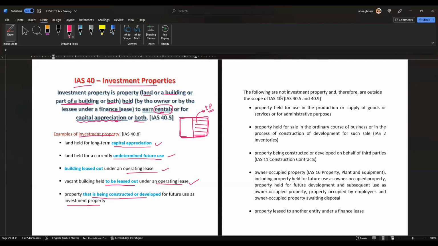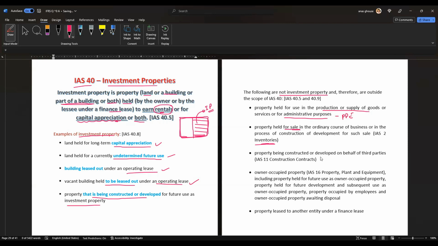Then the following are not investment property. What are those? Property held for use in the production or supply of goods or services or for administrative purposes. Or else property held for sale in the ordinary course of business or in the process of construction or development for such sale. So this will be treated as inventories if it is held for sale. If it is property held for use in the production or supply of goods, then these are under PPE.